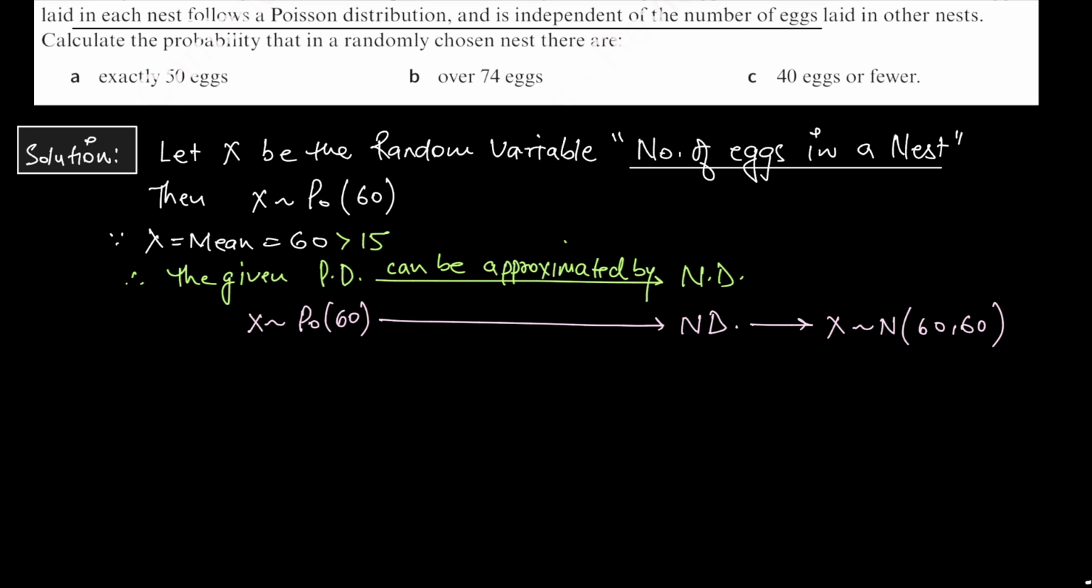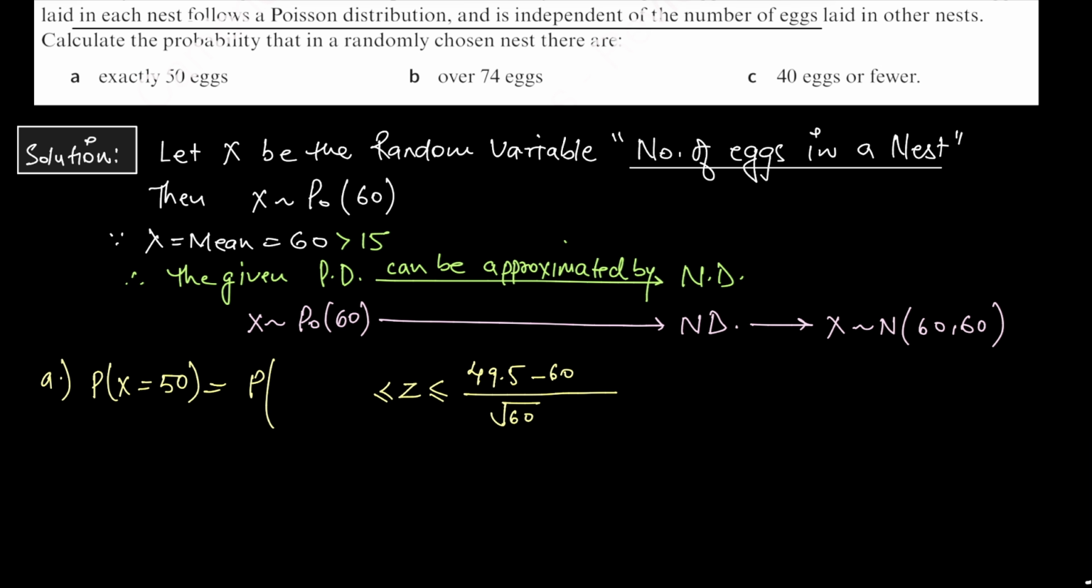Now let's go to the question part. What is the question conveying to us? In part A, they want you to find the probability of x exactly equal to 50. So first of all, we will apply the continuity correction. So we will write the probability of z greater than or equal to (49.5 minus 60) over root 60, and z less than or equal to (50.5 minus 60) over root 60. So these are the possible areas of Z.